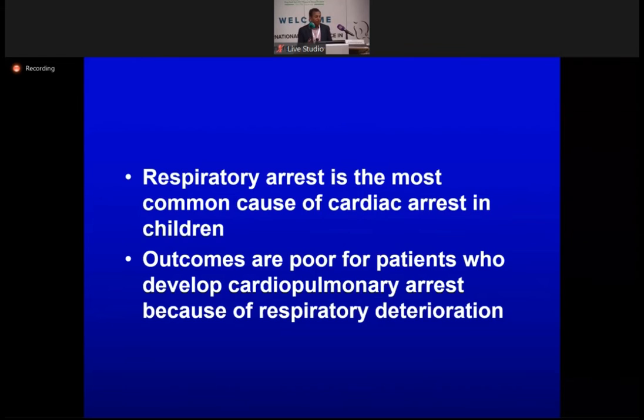Remember, respiratory arrest is the most common cause of cardiac arrest in children. In children, heart disease is very uncommon. So often the predisposing factor is respiratory arrest. And amongst patients with cardiopulmonary arrest, outcomes are worst for patients who develop this because of respiratory deterioration.